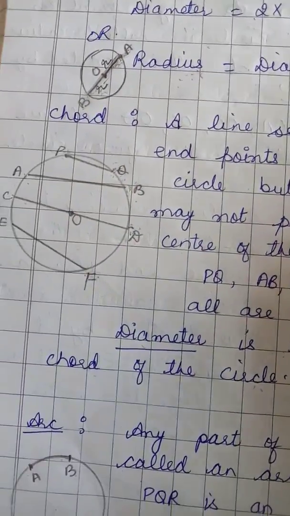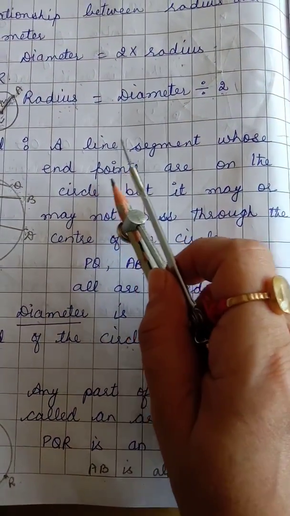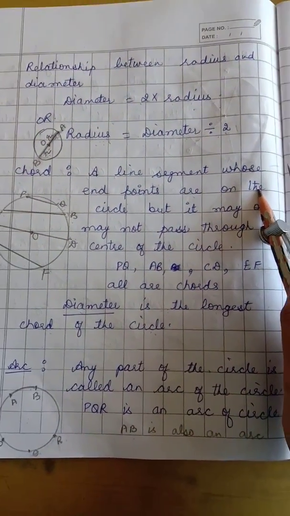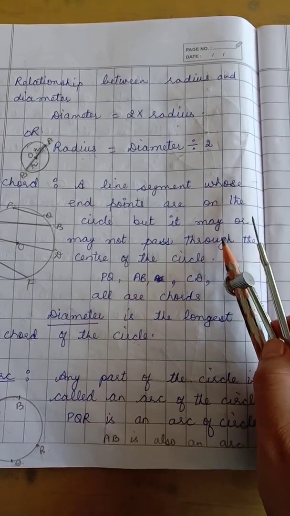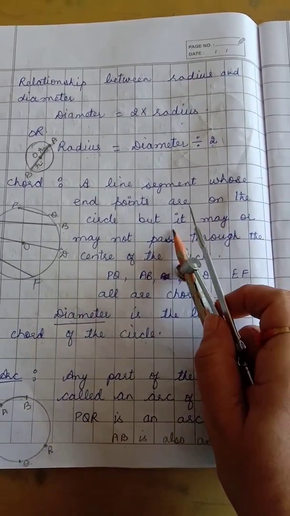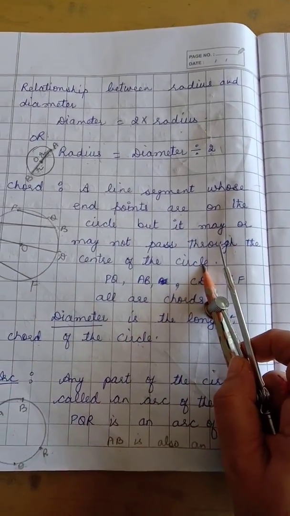Next term is chord. What is chord? It is a line segment whose endpoints are on the circle. But what is the difference between diameter and chord? Chord may or may not pass through the center of the circle.